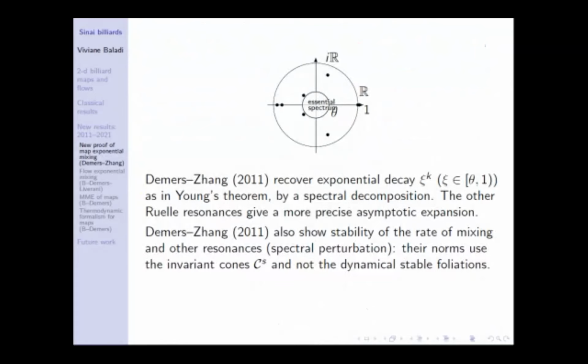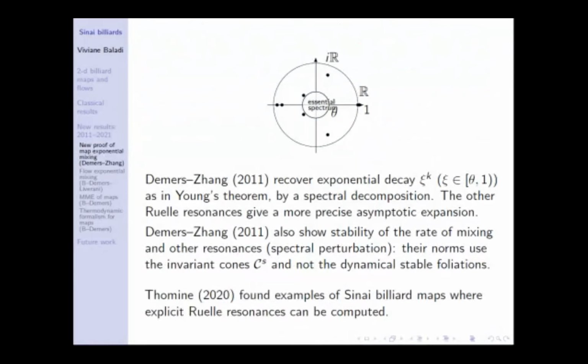And I think you can all imagine that once you have a spectral gap, you get the exponential decay of correlations by spectral decomposition. And if you have other eigenvalues, other Ruelle resonances, then you can write a more precise asymptotic expansion for the correlation. And they did many other things, Demers and Zhang, but maybe I will skip that because otherwise I will run out of time.